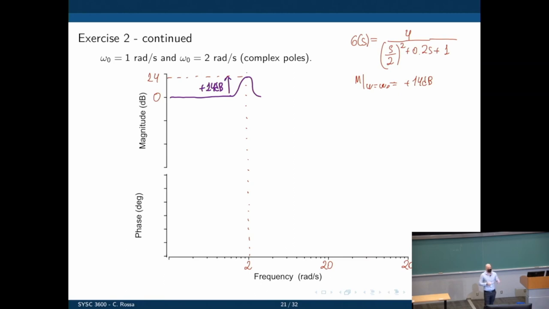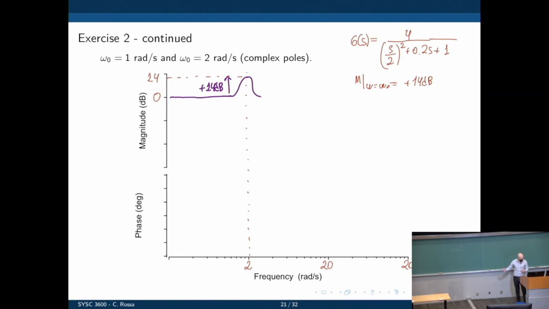It goes down by negative 40 dB per frequency decade. So we are now going back to 0 at 2. When we reach 20 radians per second, what is the magnitude? Negative 40. Very good. So we are at 0 at 2.